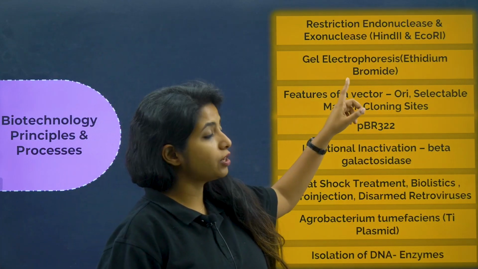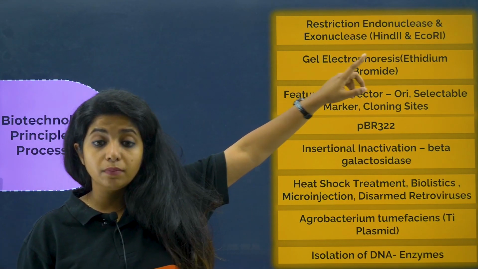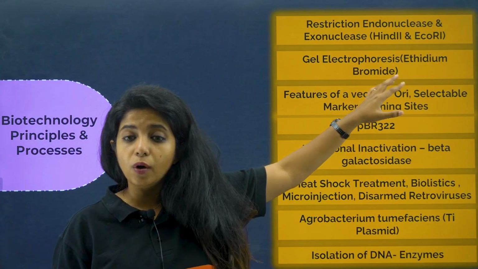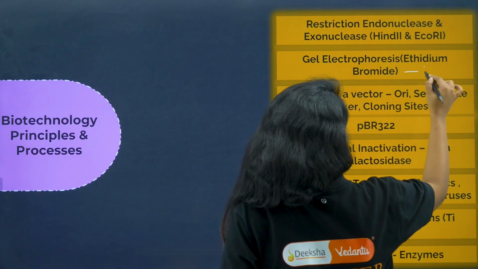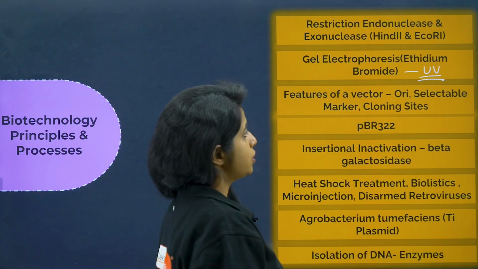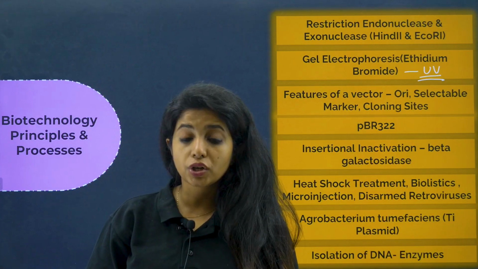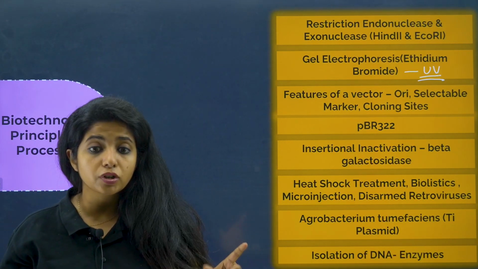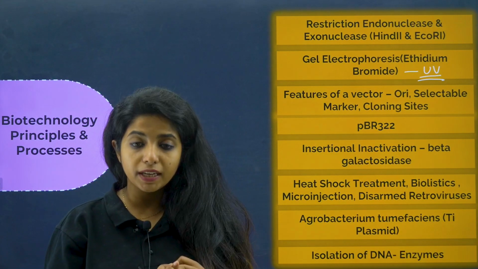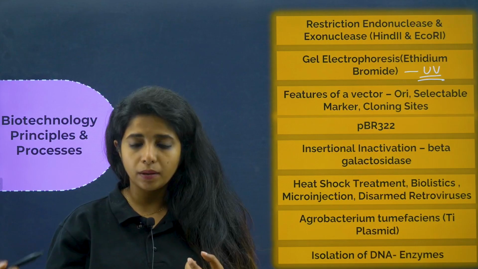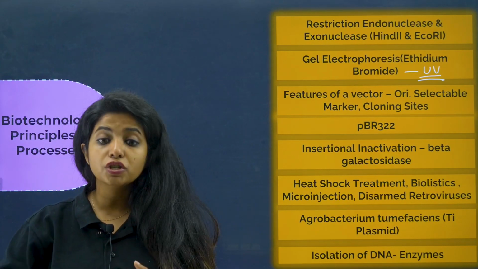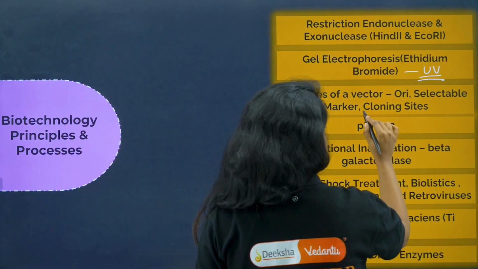Now gel electrophoresis, each and everything about it. Also, what stain is being used? Ethidium bromide under what? UV radiation, my dear children. It cannot be viewed without UV radiation. Features of a vector, that is origin of replication. What is the use of origin of replication? Because it controls obviously replication and also the copy number. That is important. Selectable markers, the cloning sites which are there, that is also really important.